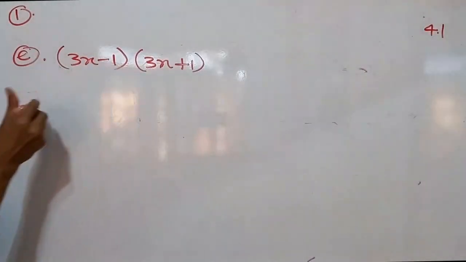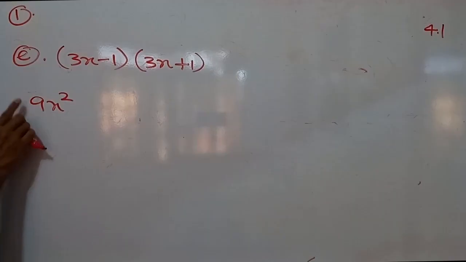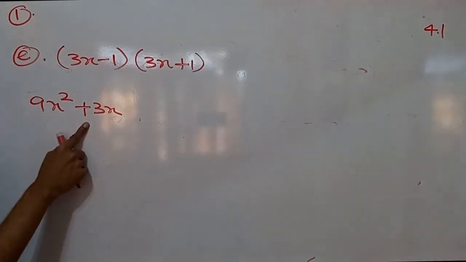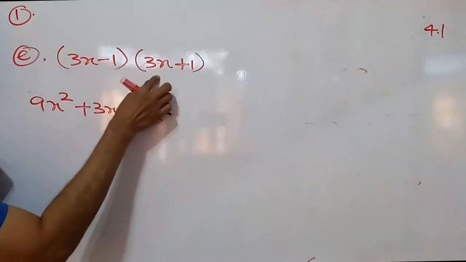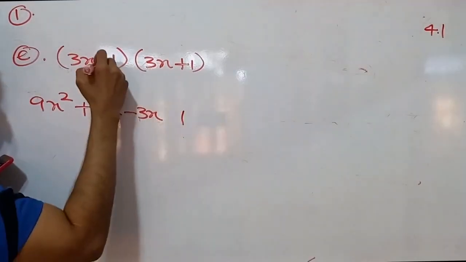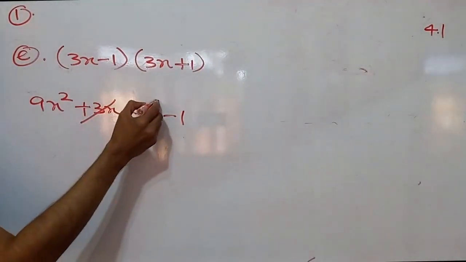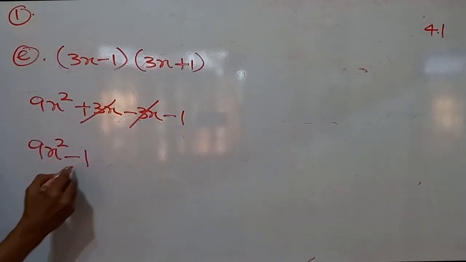So here we get what? 9x squared. So that is positive. Then we have 3x. That is also positive. Here we have 3x, but that's a negative. Negative into positive. Here we have what? 1 times 1, that is 1. Negative into positive, that is negative. So we can cancel out the positive 3x and negative 3x. So here the answer is 9x squared minus 1.